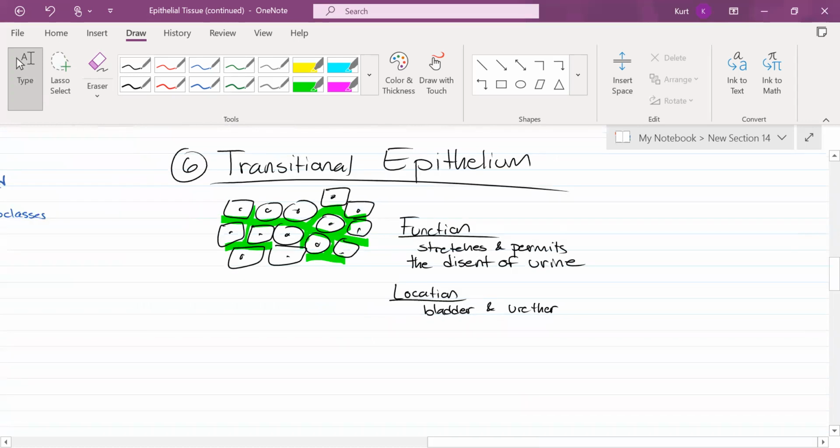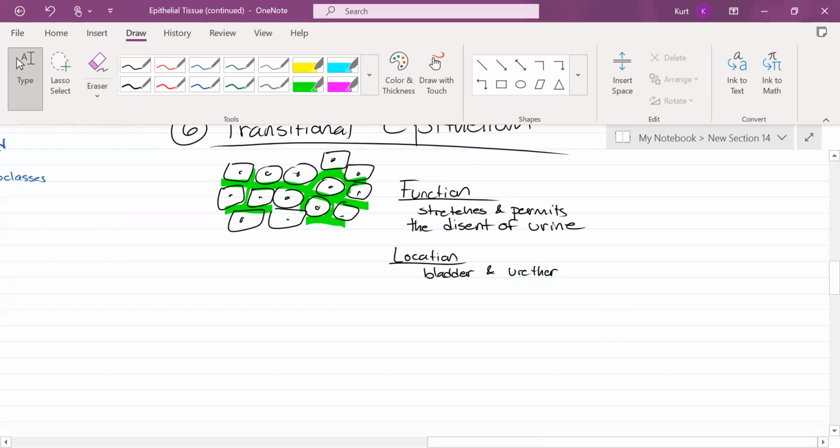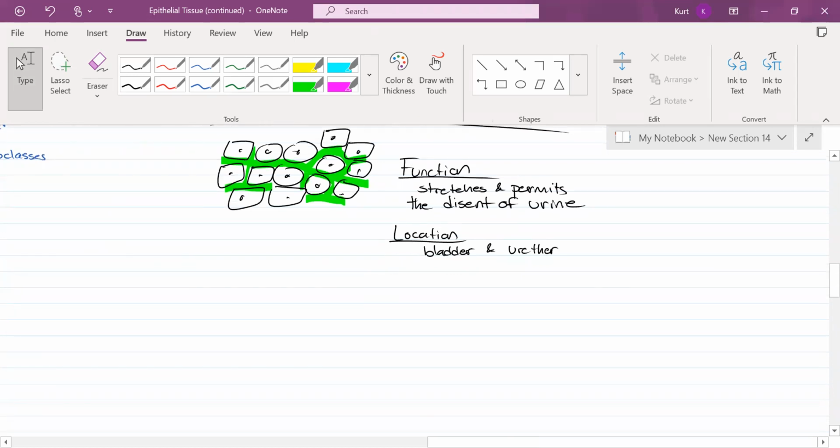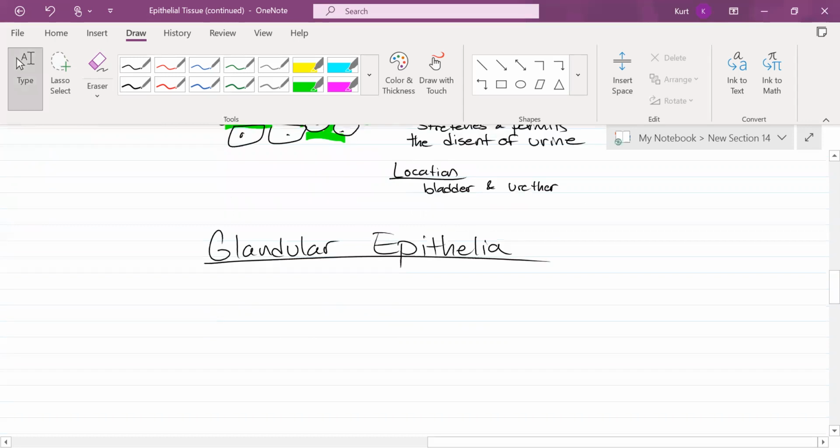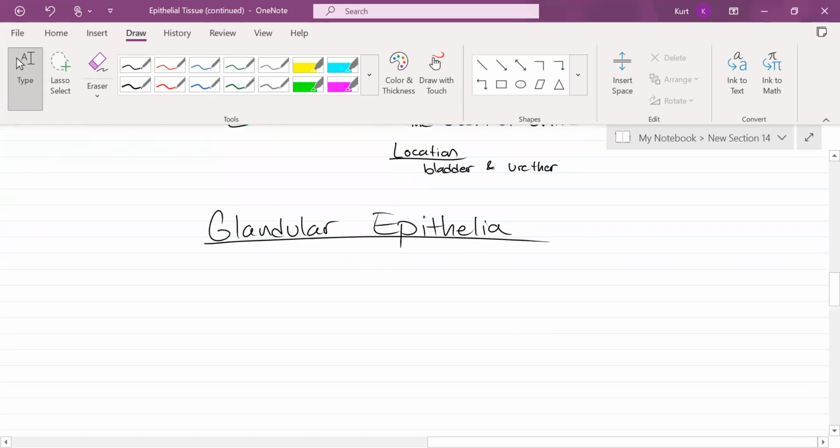Okay, so we've been through all 6 types of tissues. The last thing I want to go over when it comes to epithelial tissue is glands. So I want to discuss glandular epithelium. This is mostly cuboidal tissue, but this is going to be unique to glands. It's not a different one.